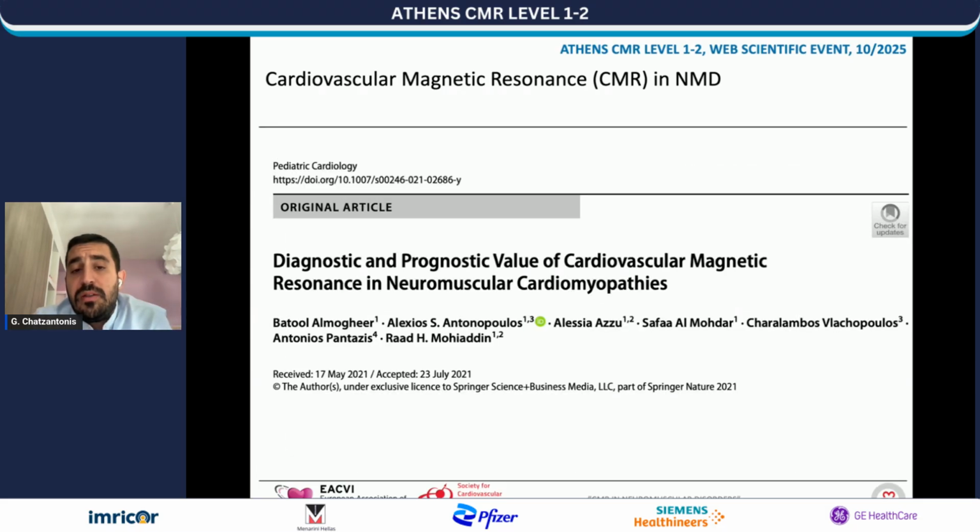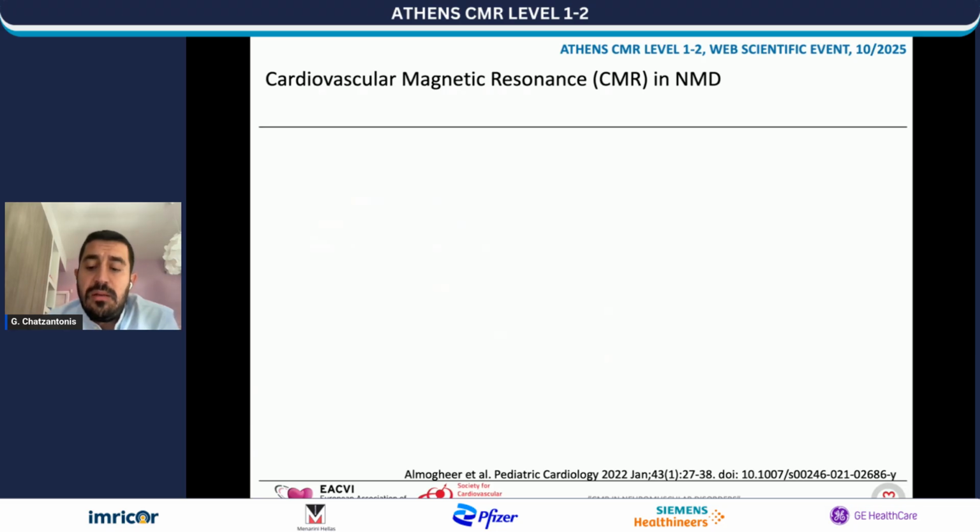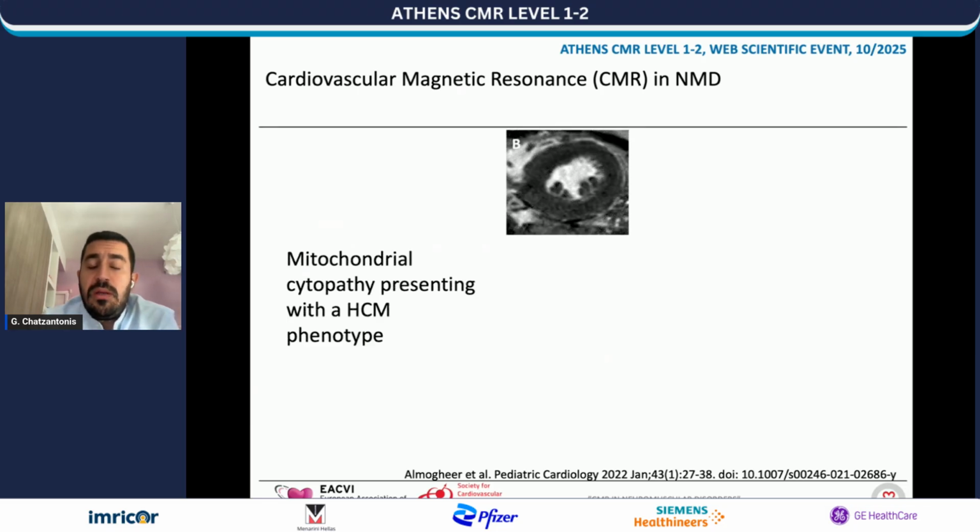So what is the diagnostic and prognostic value of CMR in neuromuscular cardiomyopathies? That is literature with a Greek contribution from Professor Adamopoulos and Vlachopoulos. This cohort of 111 patients with different neuromuscular diseases, as you can see here on the right, were assessed.